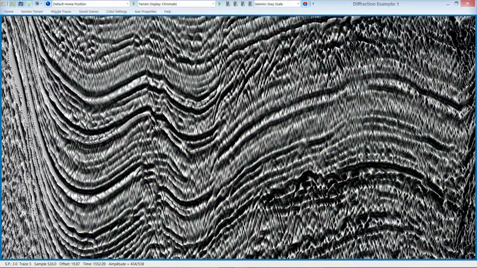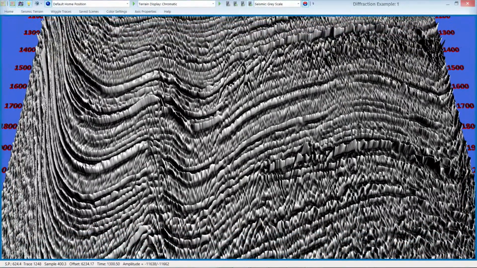Hi, I am Dr. Stephen Lynch. The Seismic Terrain Explorer is an important and essential new exploration technology because it lets you, for the first time, work visually with seismic in its natural state as an analog acoustic wave field.